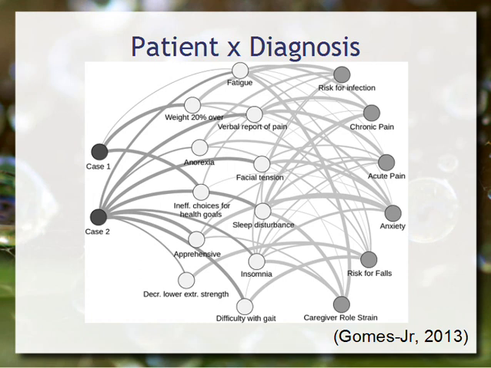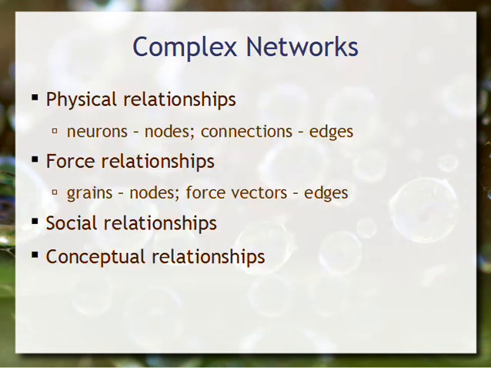So you want to analyze that. You put that in a graph, and you start to analyze your graph. So this is the idea of complex networks. You can even represent physical relationships in graphs, like there is research on neurons as the nodes and connections as the edges. It could be force relationships in physics, for example, grains and force vectors can be nodes and edges. Social relationships, conceptual relationships. You can imagine any kind of relationship, put it in a graph and do your research.